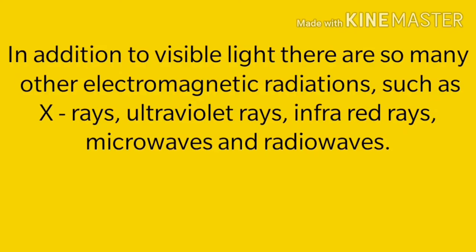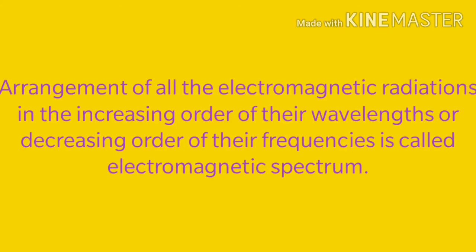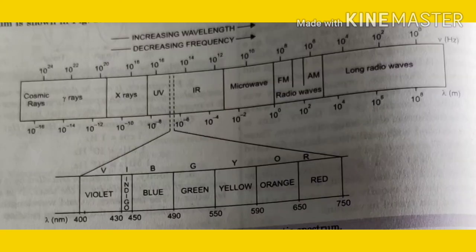In addition to visible light, there are so many other electromagnetic radiations such as X-rays, ultraviolet rays, infrared, microwaves and the radio waves. Arrangement of all electromagnetic radiations in the increasing order of their wavelengths or decreasing order of their frequency is called the electromagnetic spectrum.